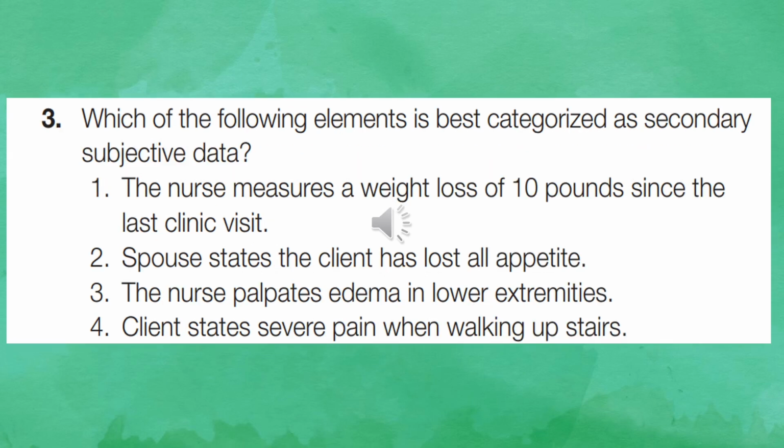Okay, moving on to question number 3. Which of the following elements is best categorized as secondary subjective data? 1. The nurse measures a weight loss of 10 pounds since the last clinic visit. 2. Spouse states that the client has lost all appetite. 3. The nurse palpates edema in lower extremities. 4. Client states severe pain when walking upstairs. What's your answer?